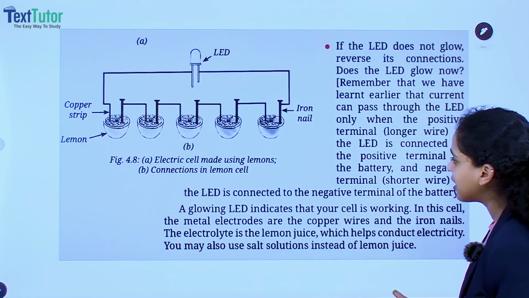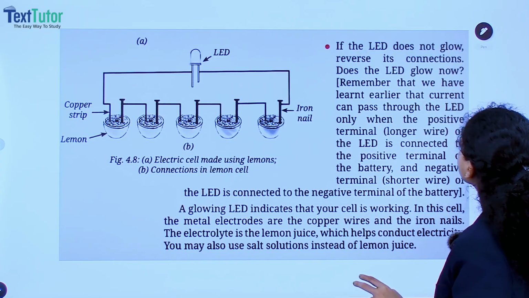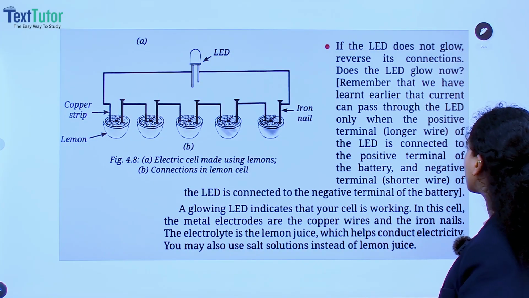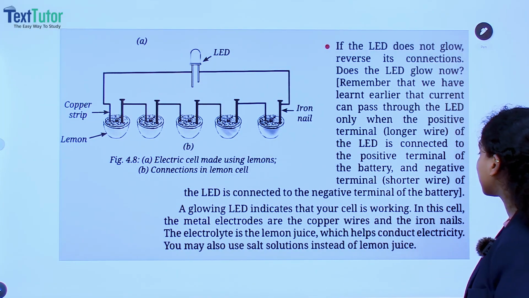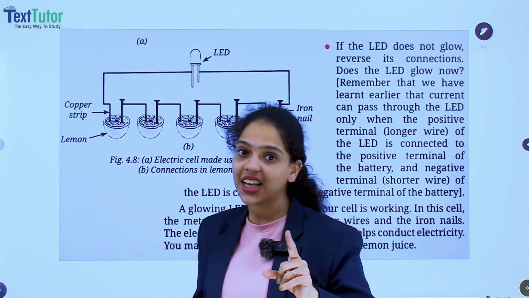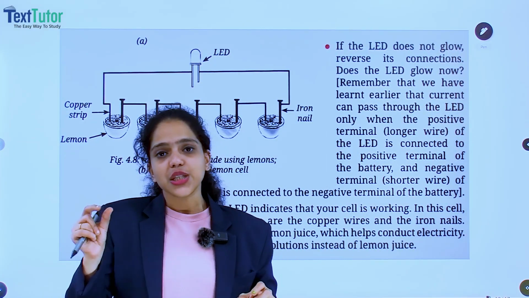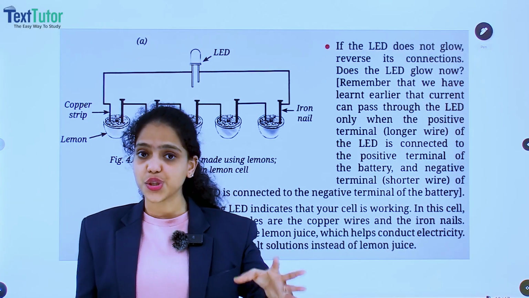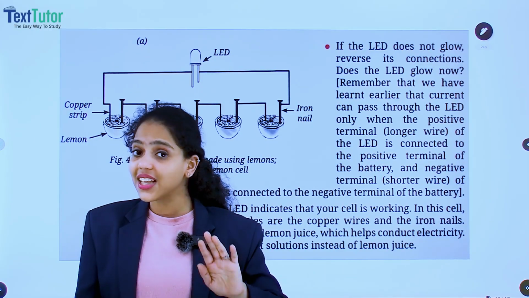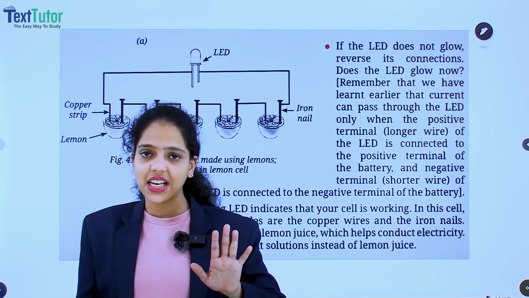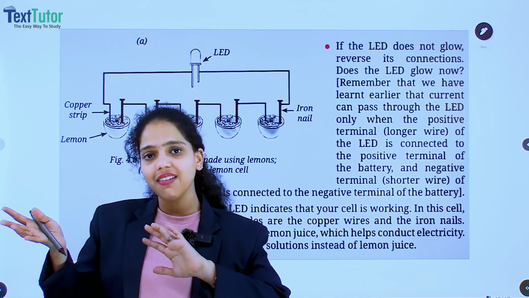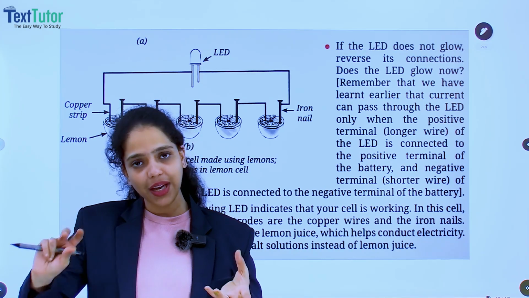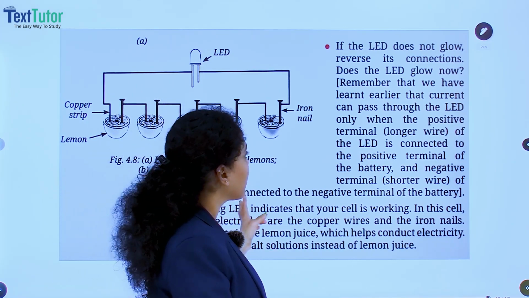Why would that be? That you learned in class 7. Remember that we have learned earlier that current can pass through the LED only when positive terminal is connected to positive terminal. What was the positive terminal? It is the longer wire of the LED. So positive terminal should be connected to positive terminal and negative terminal should be connected to negative terminal. That is positive to positive and negative to negative. Okay, so if the LED is not glowing, you can interchange the connection.